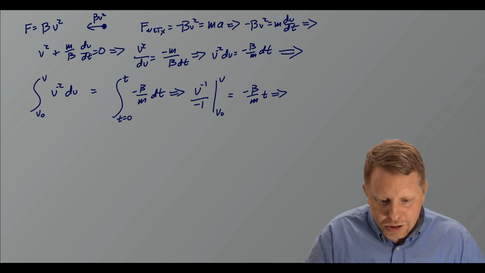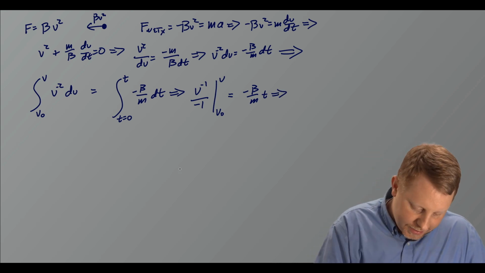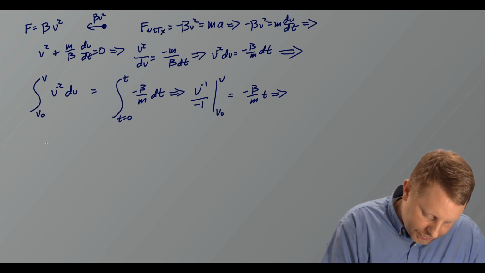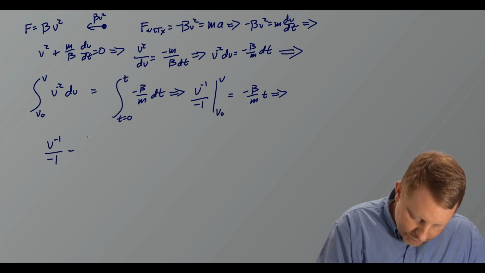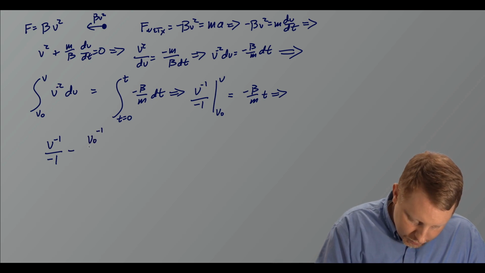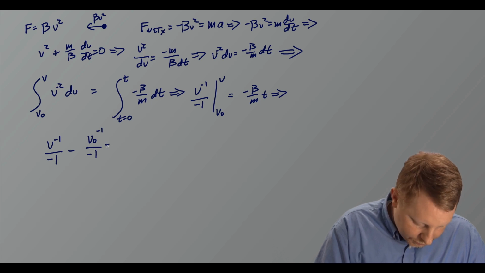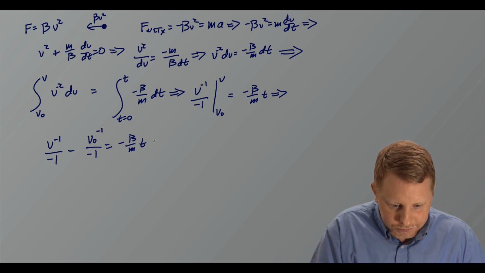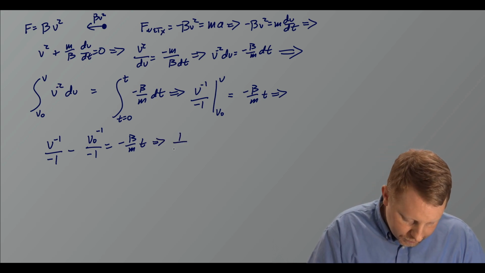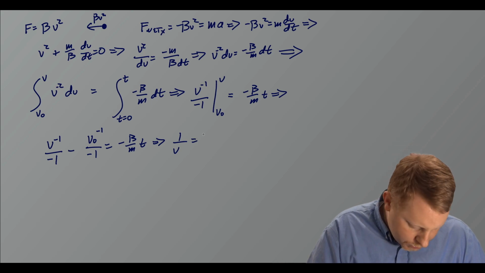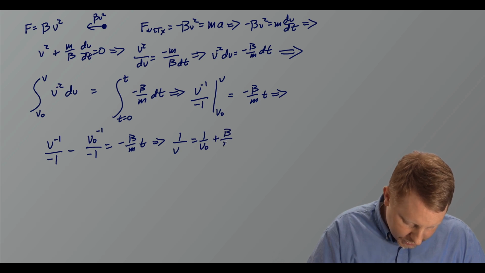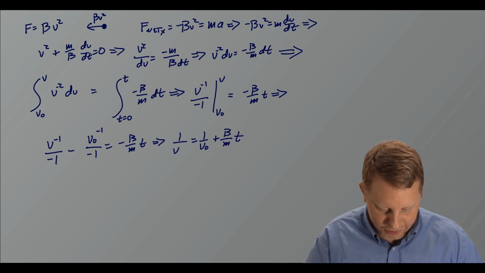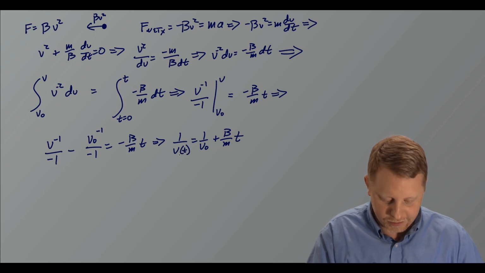A little bit more rearrangement here, and we can say that, well, let's plug in our variables here. V to the negative first over negative 1 minus v0 to the negative 1 over negative 1 equals minus beta over m t, or 1 over v equals 1 over v0 plus beta over m t if we multiply through by negative 1. And that v is our velocity as a function of time.